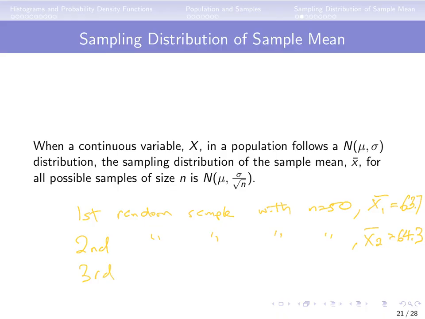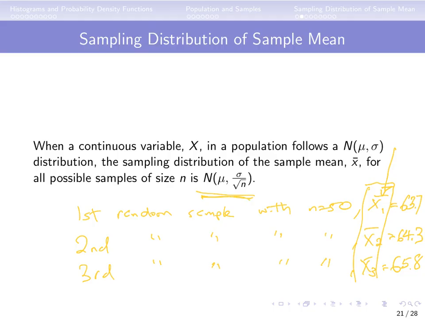And then you take a third random sample of 50, and the sample mean maybe is 65.8. So we expect these sample means to be a little bit different from one another, but they're going to be pretty close to one another. So if you were to create a histogram of all of these sample means, so far I've only written up to 1, 2, 3, but let's say you obtain many of these random samples, and we create a histogram of them.